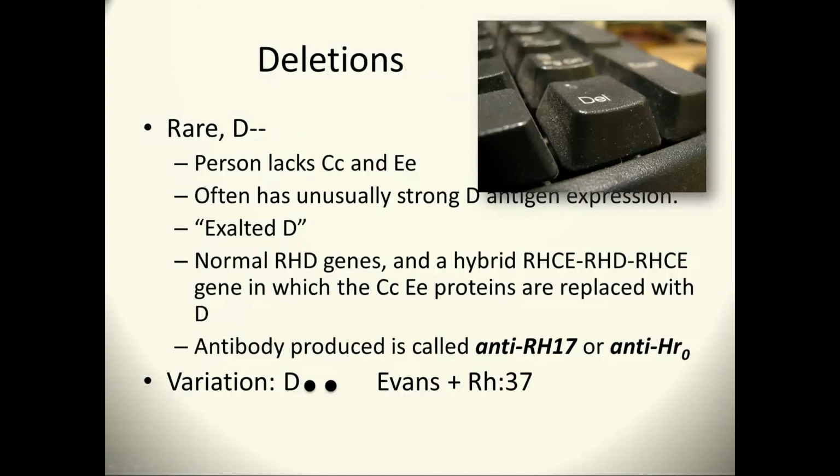As we previously discussed, deletions of the RHD gene are fairly common. In contrast, deletions of RHCE are exceedingly rare. A phenotype that can result when the RHD gene is normal and yet there are abnormalities at the RHCE locus is known as D--. And this is an uncommon phenotype that lacks both big C and little c and big E and little e. And it results when the individual has normal RHD genes, and what would normally be at the RHCE locus is a hybrid of RHCE, RHD, RHCE.